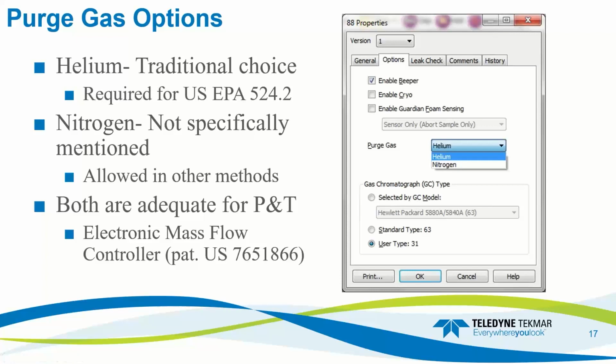Helium is the traditional purge gas of choice because of its superior inertness, stability, and compatibility with the GCMS. But it can be somewhat expensive and occasionally difficult to get. So nitrogen can be a really good alternative to helium because it has similar inertness. It has a low cost for cylinders and it has the ability for generators to produce it.